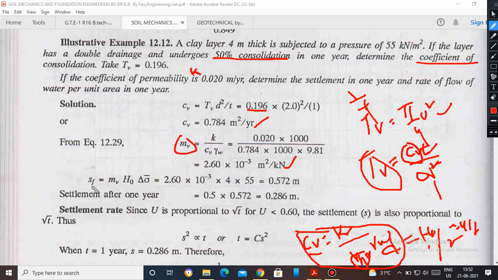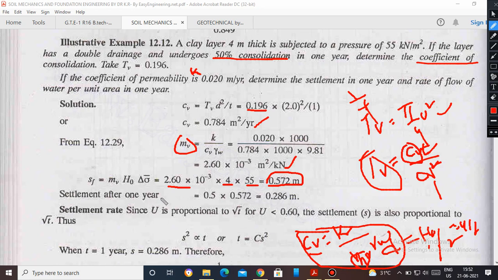Hence, the final settlement of the soil mass, Sf equal to mv into H naught into delta sigma bar, where mv is the coefficient of volume compressibility, equal to 2.60 into 10 power minus 3, H naught is the initial thickness of the clay layer, 4, and delta sigma bar is the additional effective pressure acting on the soil mass, which gives 0.572 meters. This is the final settlement for this soil mass.